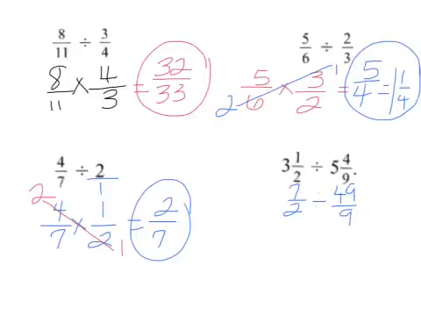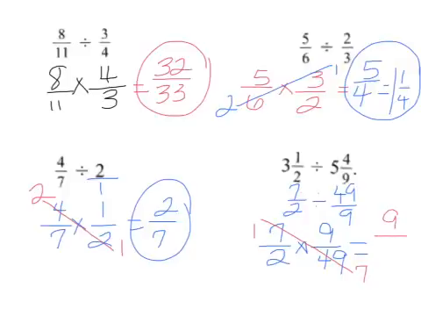Now my second step says to flip the second, so I'm leaving that 7 over 2 the same. I'm rewriting this one as 9 over 49, and now we multiply. Let's look to see if we can cross reduce. Well, the 2 and the 9 can't, but that 7 and 49 can. 7 goes into 7 once, 7 goes into 49 7 times. Let's multiply our numerators. 1 and 9 is 9, and 2 and 7 is 14. Nothing can simplify, so we are done with that one.